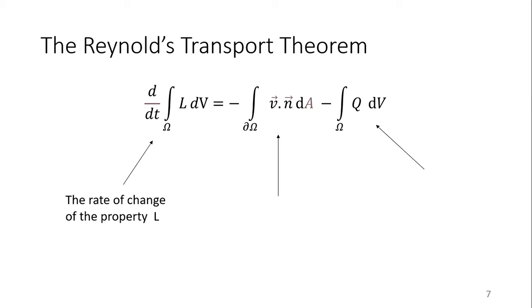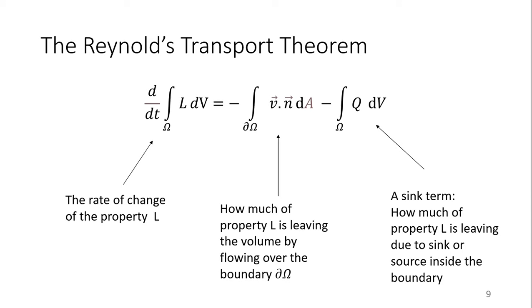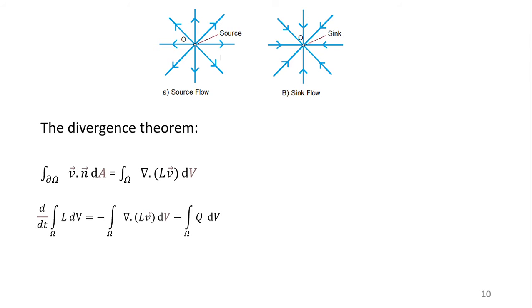Now we will try to describe each term. The first term is the rate of change in the property L. The second term is how much of property L is leaving the volume by flowing over the boundary ∂Ω. And the last term is a sink term, how much of property L is leaving due to sink or source inside the boundary. To understand the difference, for Q positive we have a source flow, and for Q negative we have a sink flow.